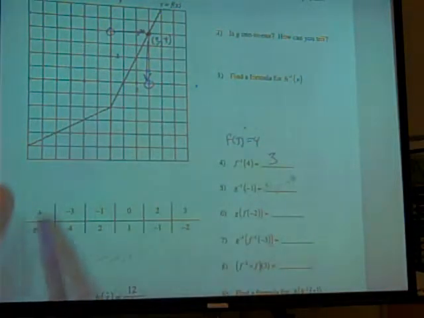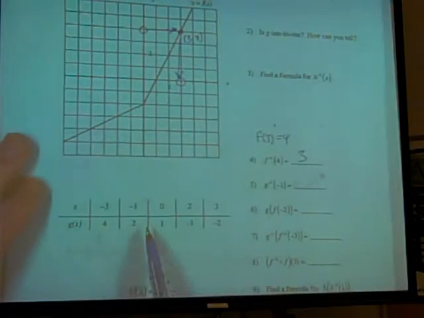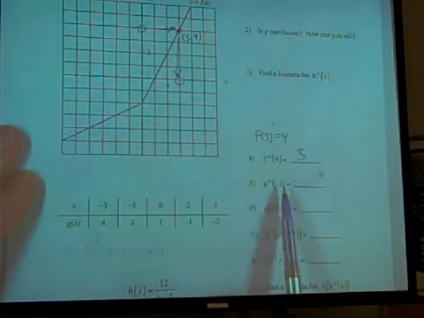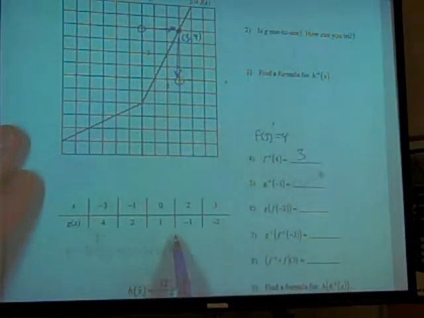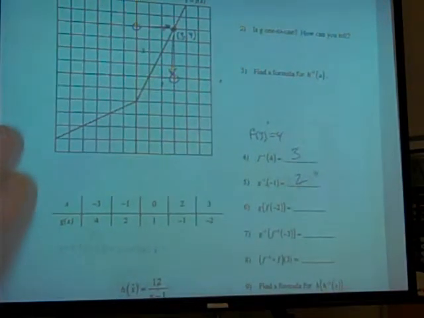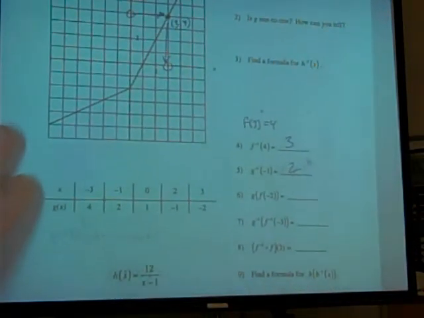Well, to find g, I would take a value of x and locate g of x in the table. So to find g inverse, I go backwards. g inverse of -1 is the input that has an output of -1. Here's an output of -1. The input associated with that is 2. So inverse just means backwards. Run the function backwards.